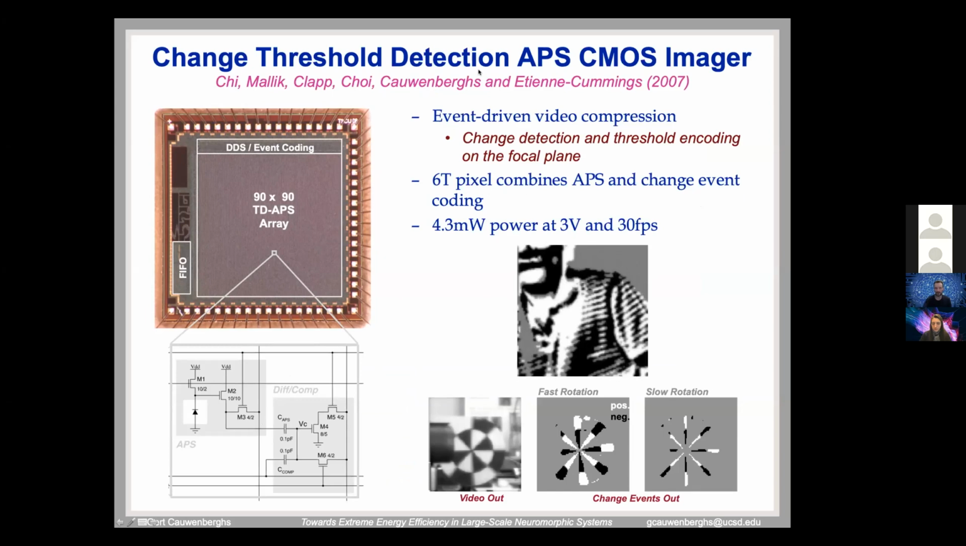And so there's a whole range of what are called dynamic vision sensors, right? That take advantage of this temporal coding on the focal plane for extreme efficiency of coding events. In this case, temporal events as spikes, right? Registered on the focal plane.